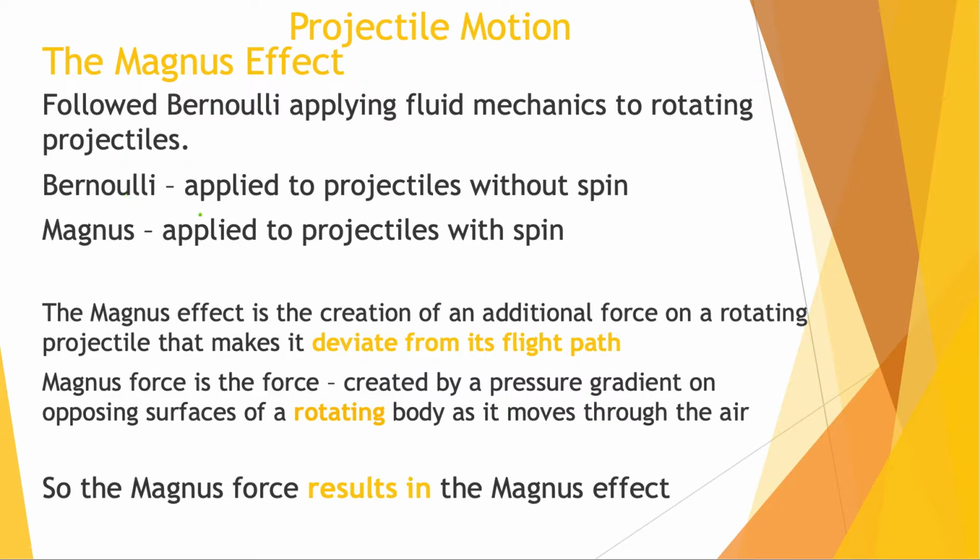With Bernoulli, we got lift or downward lift, an additional force created due to either the shape of an object, its aerodynamics, or the angle of attack of the object. With Magnus, it's not really to do with the shape or the angle of attack, it's to do with the fact that that object is spinning in the air. And it creates exactly the same, it creates this pressure gradient.